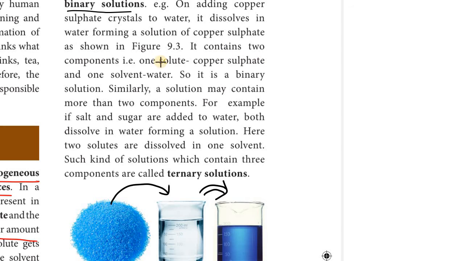Now you see this copper sulfate solution, it again contains two components. The solute is copper sulfate and the solvent is water. Similarly, a solution may contain more than two components. As I was previously showing you, for example, if salt and sugar are both added together in water, then both will dissolve in water, forming a solution. So what will happen in this case?